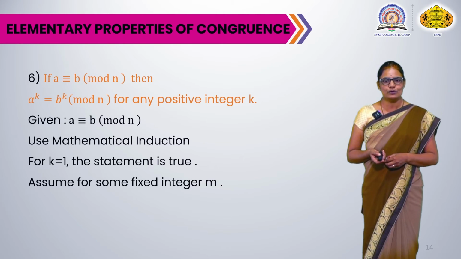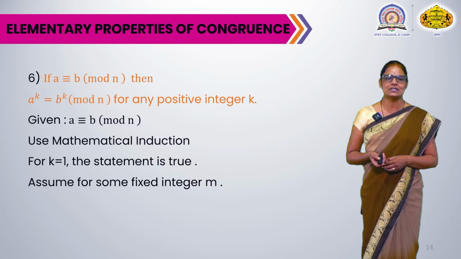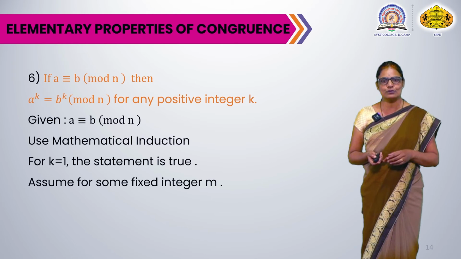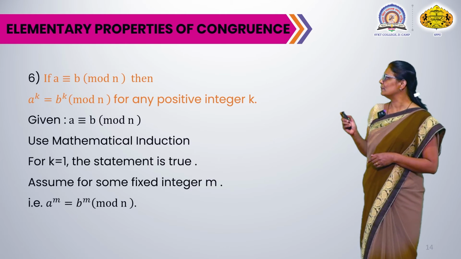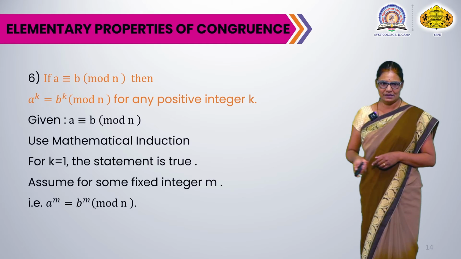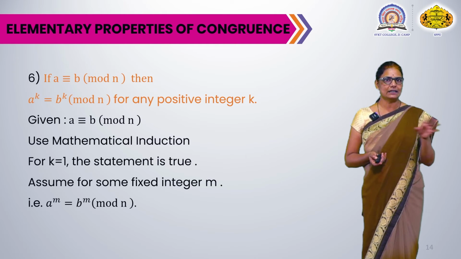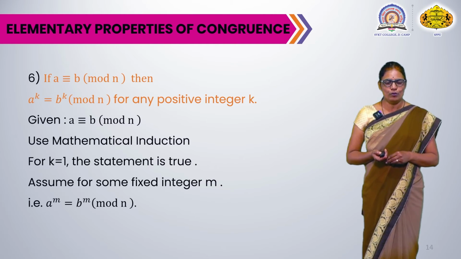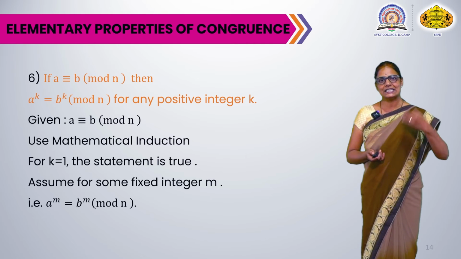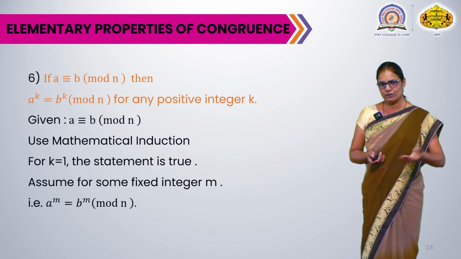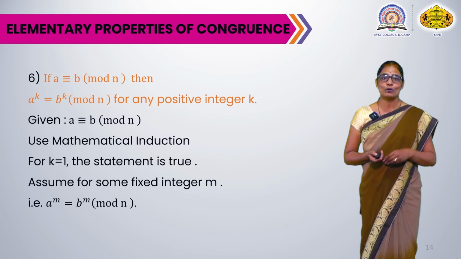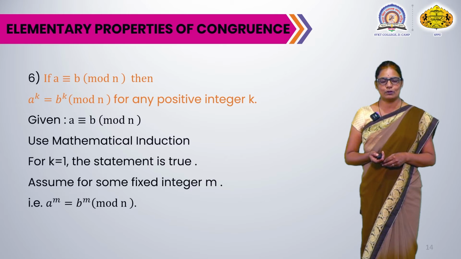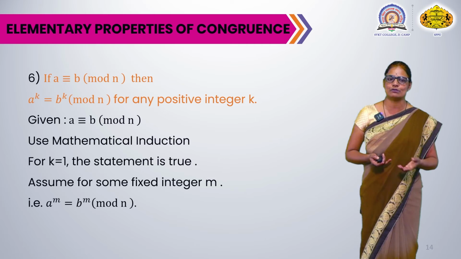Now use the second step, that is the induction hypothesis. Assume that the same result is true for some integer m, that is, a raised to m is congruent to b raised to m modulo n. This is our induction hypothesis. Now our next step is to prove the result for the next integer, that is m plus 1. Observe the first congruence is a is congruent to b modulo n, and the latest one is a raised to m congruent to b raised to m modulo n.